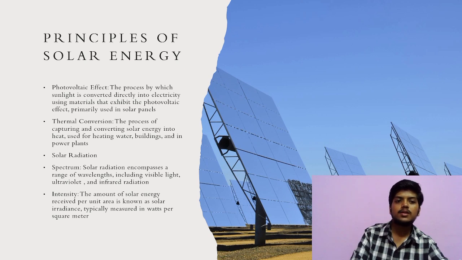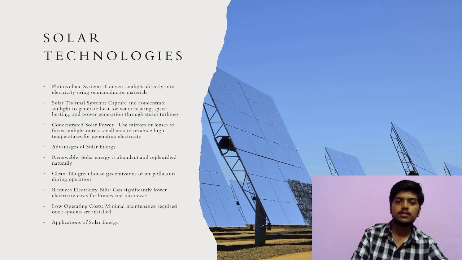Principles of solar energy. Photovoltaic effect: the process by which sunlight is converted directly into electricity using materials that exhibit the photovoltaic effect, primarily used in solar panels. Thermal conversion: the process of capturing and converting solar energy into heat, used for heating water, buildings, and in power plants. Spectrum: solar radiation encompasses a range of wavelengths including visible light, ultraviolet, and infrared radiation. The amount of solar energy received per unit area is solar irradiance, typically measured in watts per square meter. Next is solar technologies.